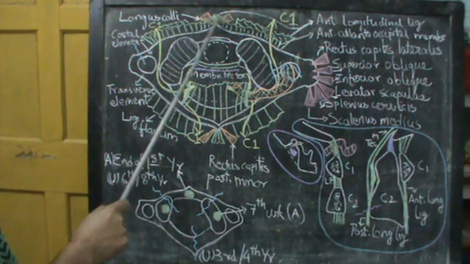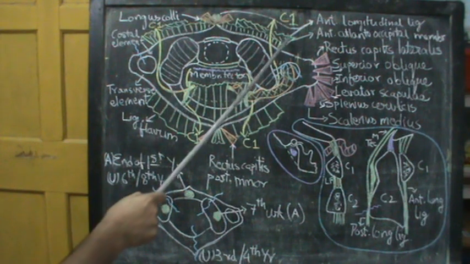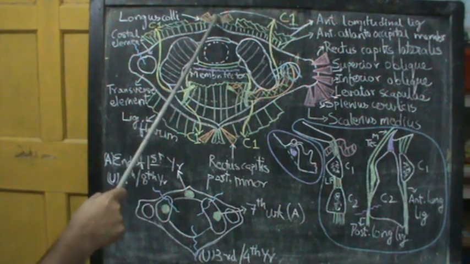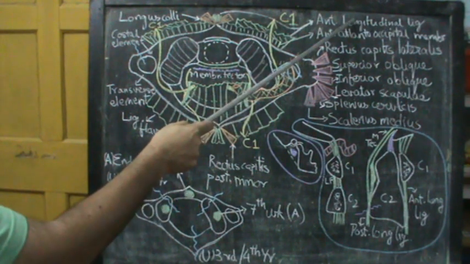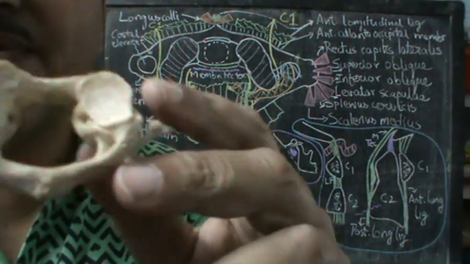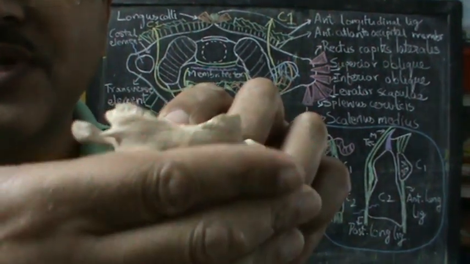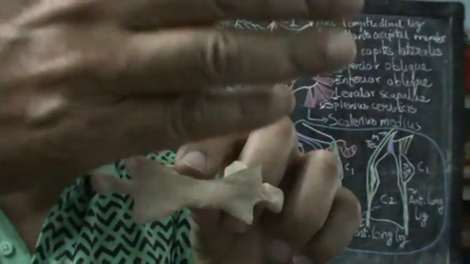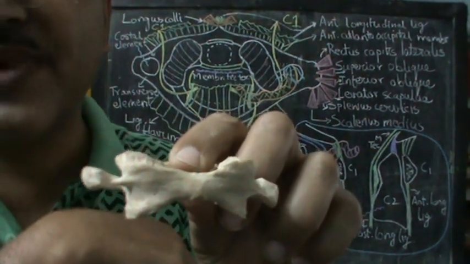Again on the anterior surface of the anterior arch you can make out the longus colli muscle, which is attached here, and the anterior longitudinal ligament has a medial part and a lateral part. We have drawn the medial part much more prominent, and the lateral part here. So from below you have the anterior longitudinal ligament coming and getting attached here, and from here passing above you have the anterior atlanto-occipital membrane.